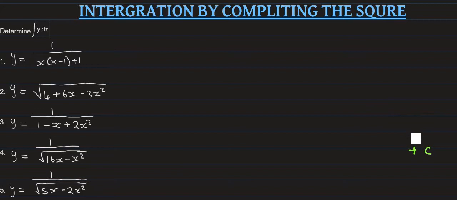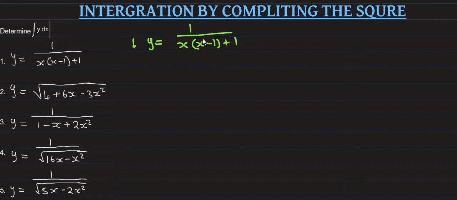So let us start with number one. Number one is the integral of 1 over x times (x minus 1) plus 1.